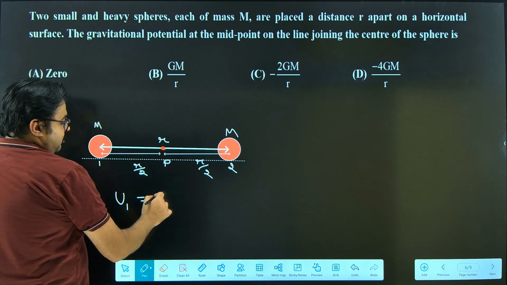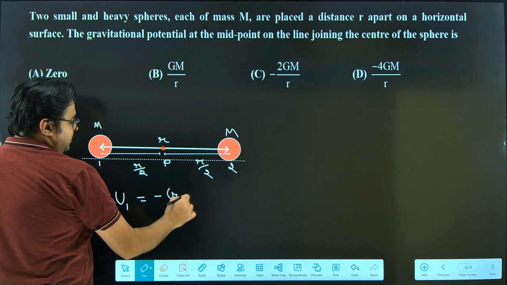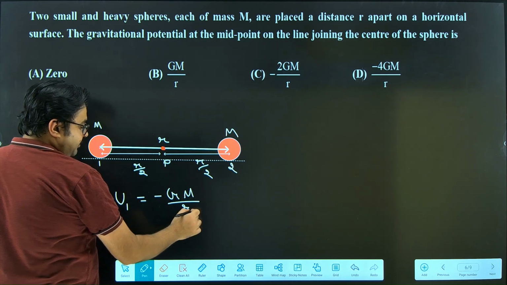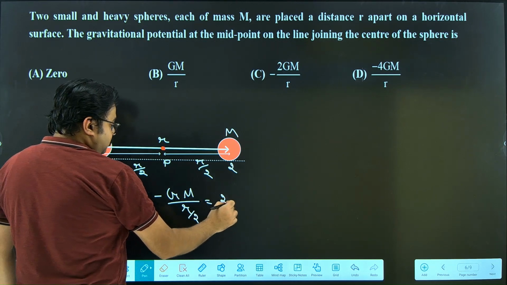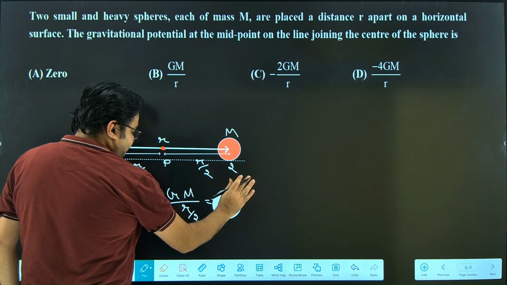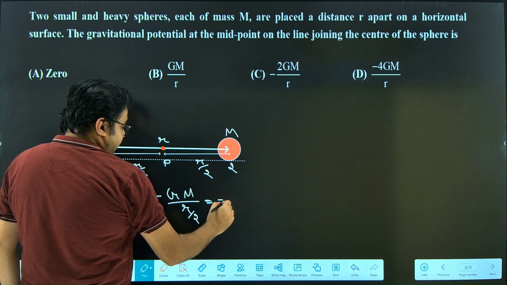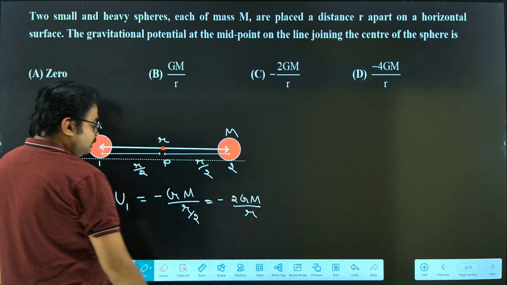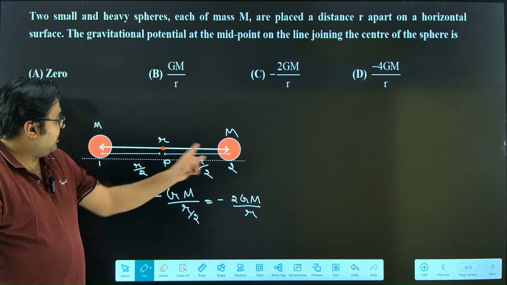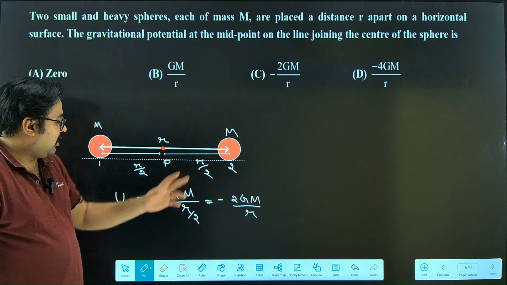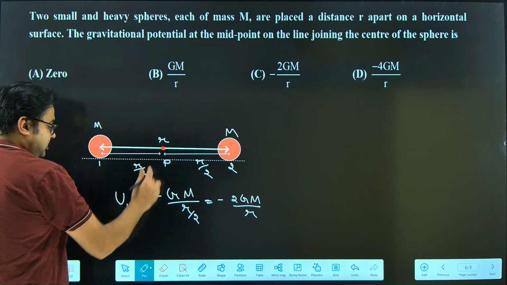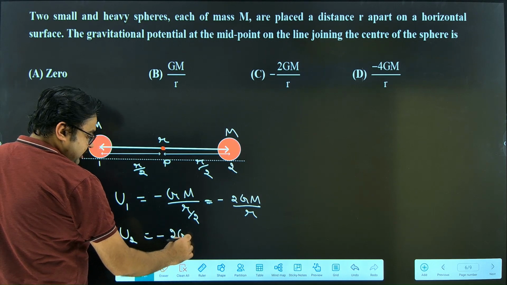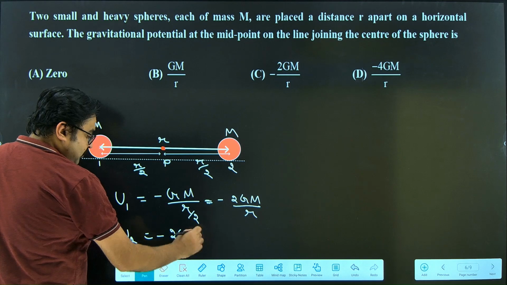U1 is equal to minus G capital M divided by half of r, which is r divided by 2, which is going to be minus 2 times GM divided by r. Needless to say, it's the same distance, it's the same mass. This will also produce the same potential at this point. So let me call that U2. That is also minus 2GM divided by r.